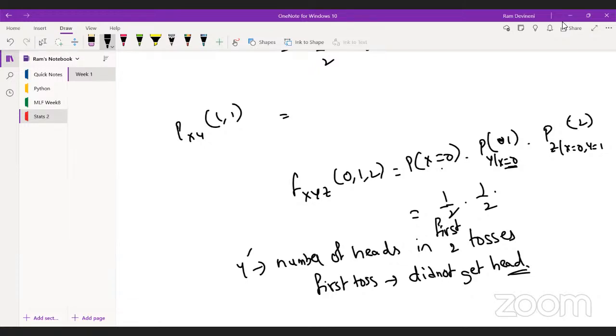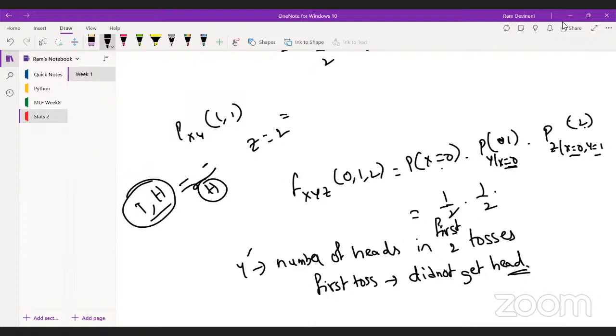That is the probability for z equals 2, given that x equals 0 and y equals 1. Which basically means now for us the first two tosses' outcomes are fixed. The first toss is tail because it should not be head, and then the second toss is head. And then over the remaining two tosses, you should be getting z equals 2. Already you got one head here. So over the next two tosses you should get one head, right?